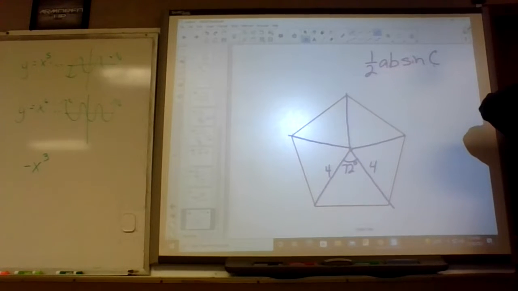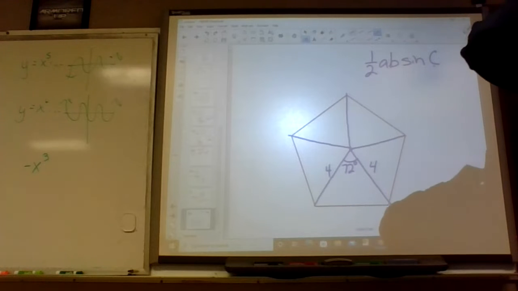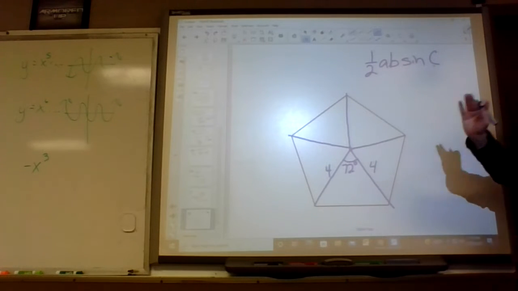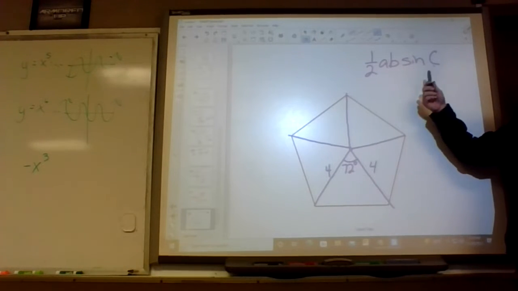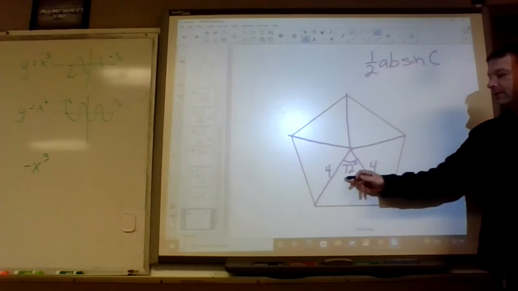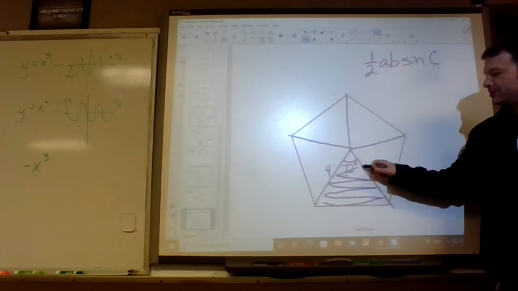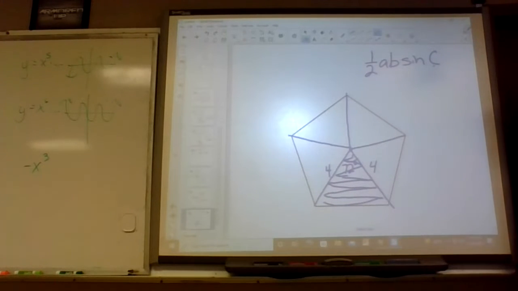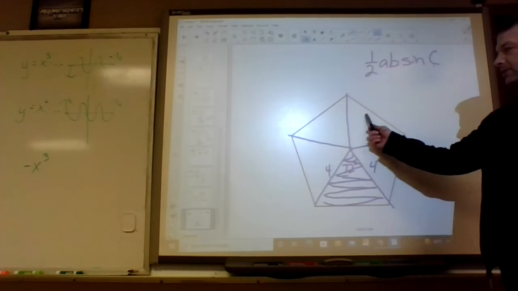Josh, what did you get? 38.04. I did mine wrong. Okay, after you plug this in, what do you have to do? This would give you the area of one triangle. You times it by 5. After you plug it in, you have to do times 5 because you need all the triangles together.